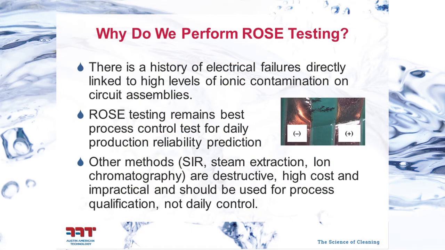The reason it came about is that there's a history of electrical failures directly linked to ionic contamination. So the ROSE test was developed, and it still remains the best process control for daily production reliability predictions. There are some other methods of testing contamination. The SEER method, steam extraction, and ion chromatography are very popular. The problem is they're very destructive and have a high cost, and it's just not a great method to use for daily control and qualification.